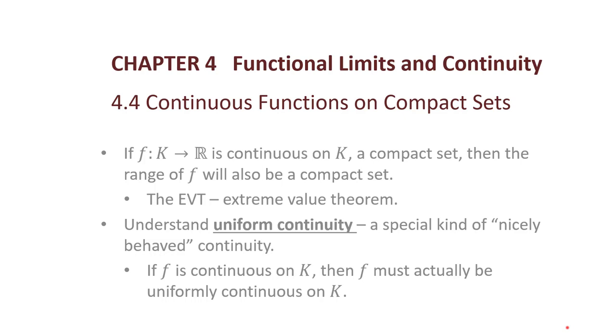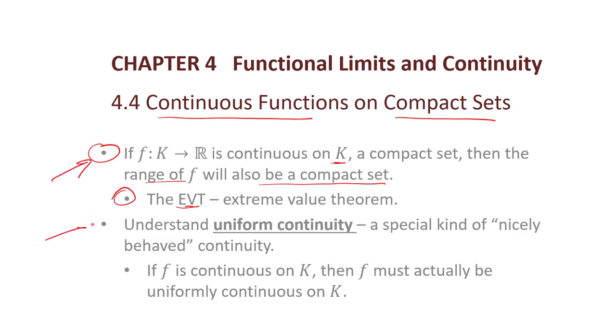Welcome back. In 4.4 we look at two of our favorite ideas, continuous functions and compact sets, and great things happen when we put them together. There are two big ideas in this section. First, if a function is continuous on a compact set, then the range of f will also be a compact set. So a continuous function maps compact sets to compact sets. A consequence of that is going to be the extreme value theorem, which is very important for us in calculus.